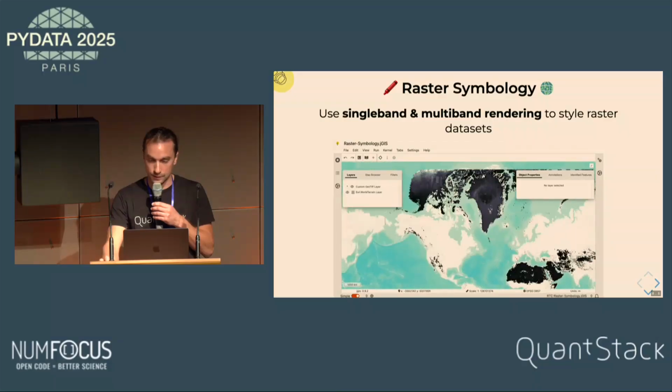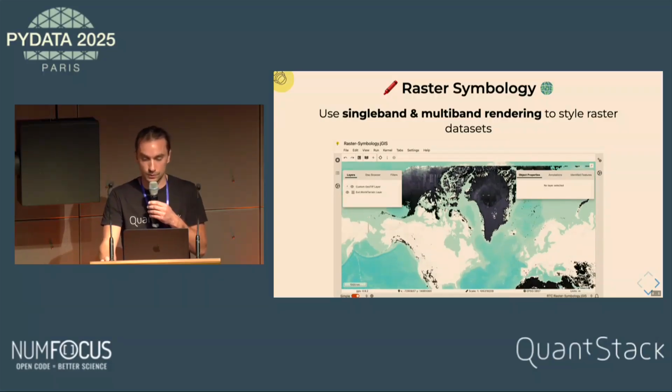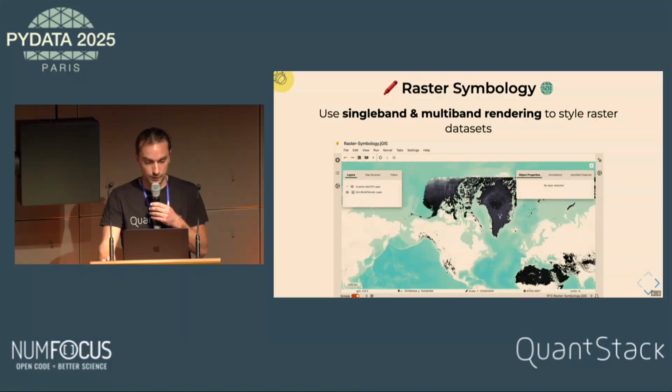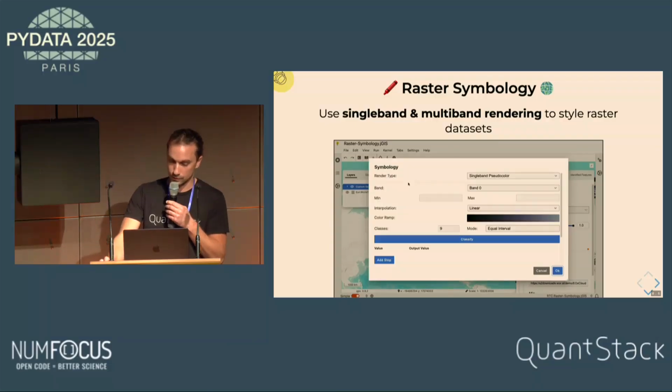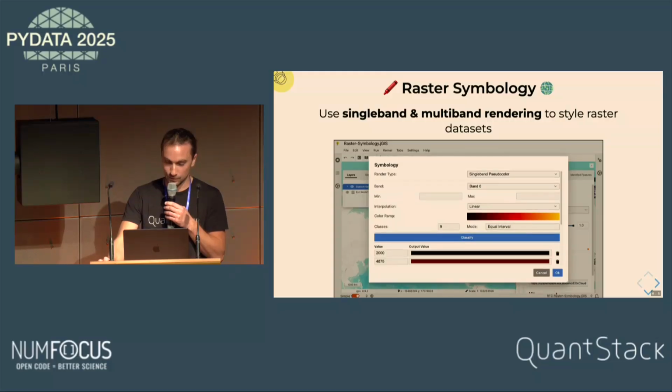We can also style raster datasets, not only vector datasets. So this one is a cloud optimized GeoTIFF. It doesn't load the full file at once, it only loads what I'm looking at right now. And I can style it the same way. This is trying to mimic the symbology panel of QGIS. So I can change the color map, for example.